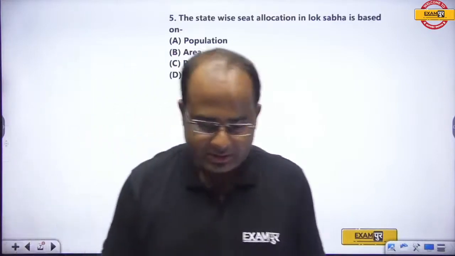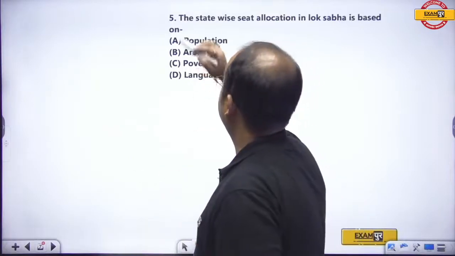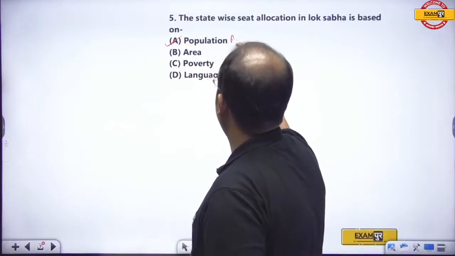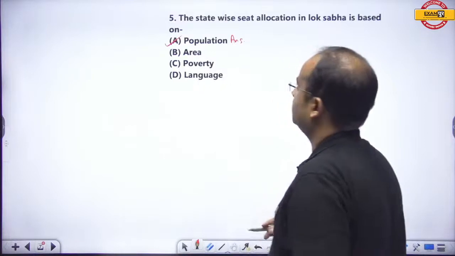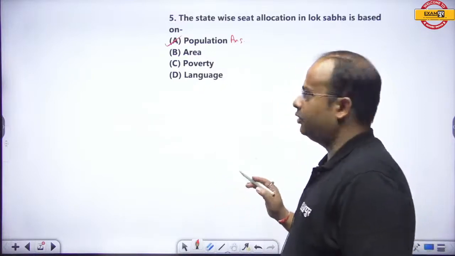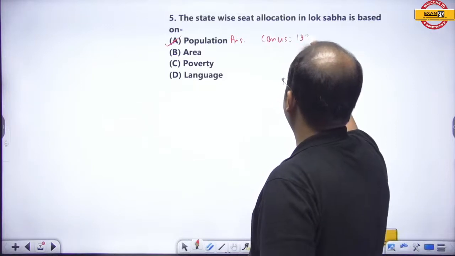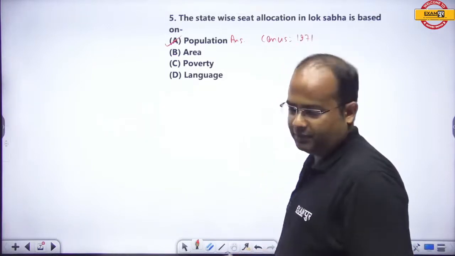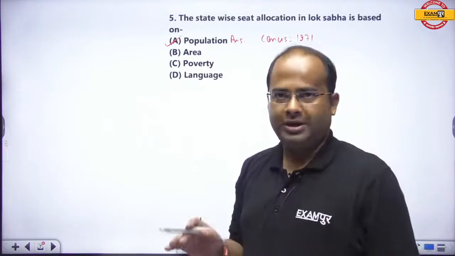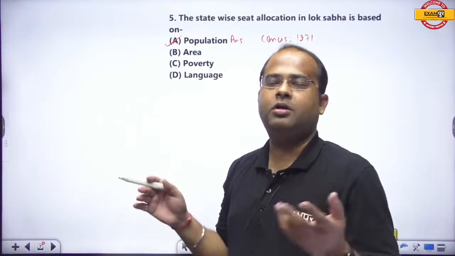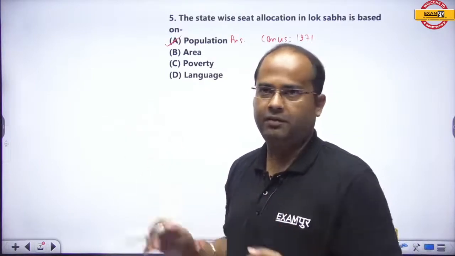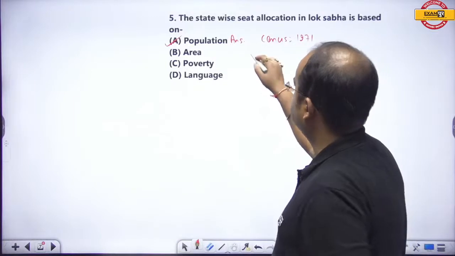Okay guys, the correct answer will be option A, that is on the basis of population. The seats in Lok Sabha are divided on the basis of population, and the census through which this population is calculated is the 1971 census. So population is correct, but on which census? The 1971 census.